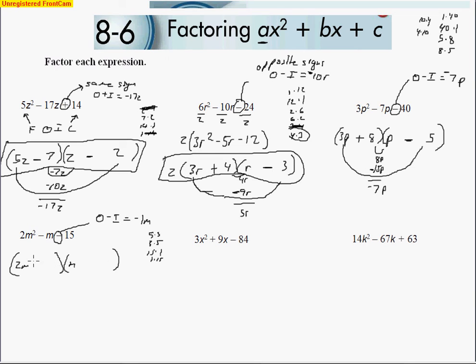So I'm going to try multiplying the 2 by 3 and the m by 5. And you see, if I put the minus sign here and the plus sign here, I think it's going to work out. 5m, and then I've got a negative 6m. And yes, those do subtract to make negative 1m.